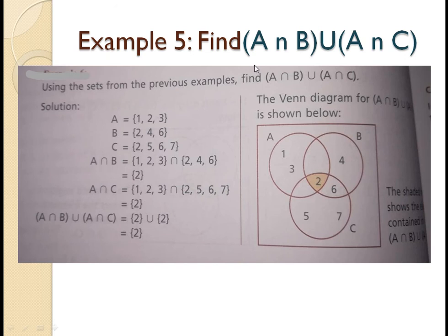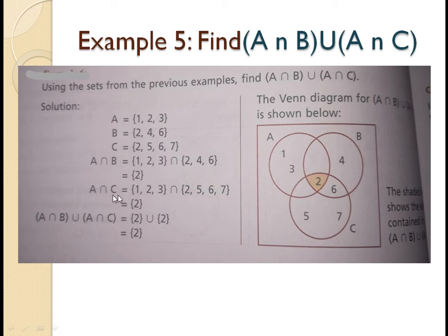In the fifth one, what we have to find out has two brackets: A intersection B union A intersection C. First we find A intersection B, then we find A intersection C. We write all the values of A, B and C, and then A intersection B: the values of A intersection the values of B. What is the common point? This is the common point.